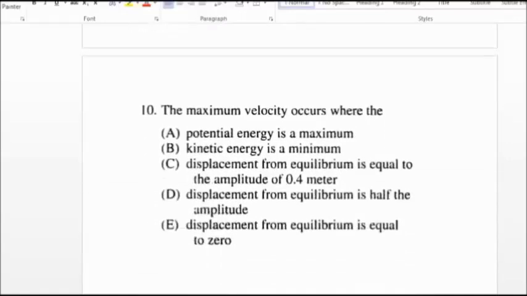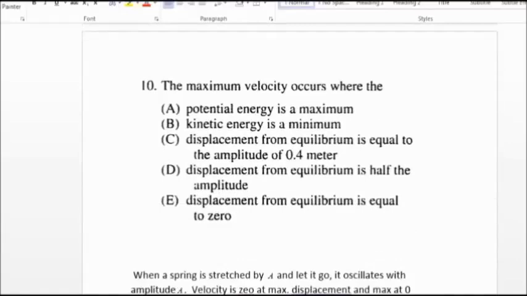The 10th question: where does the maximum velocity occur? When the spring is stretched by an amplitude A and let go, it oscillates with amplitude A, that is, it moves to the left by A and right by A. It oscillates between plus A and minus A. At the extreme positions, that is at A, the velocity is 0, so the kinetic energy is 0, whereas the potential energy is maximum. So the conservation of energy demands that the total energy is constant.